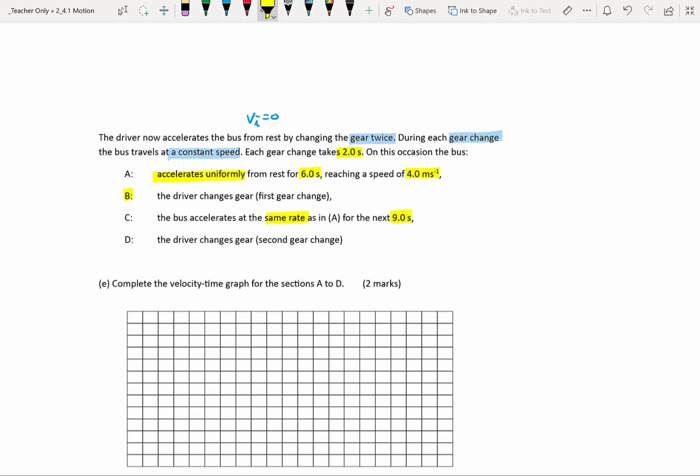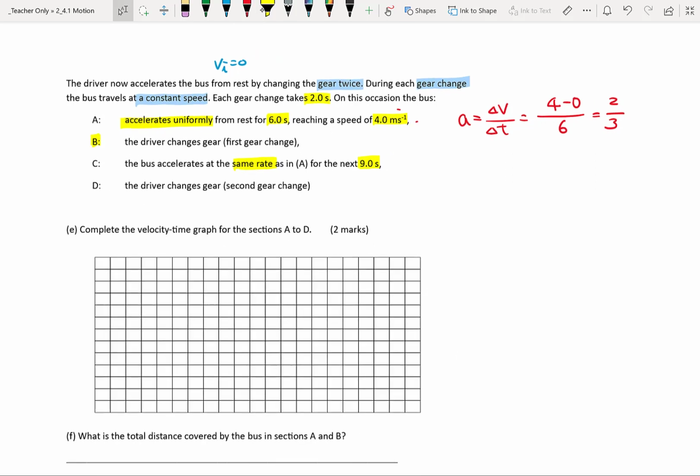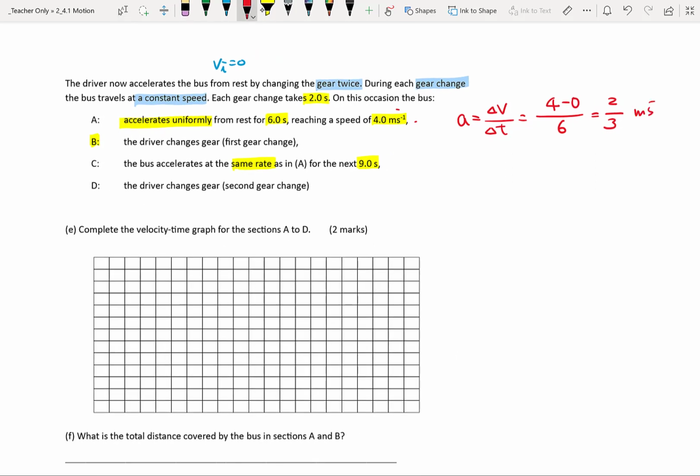Now we need to know the acceleration first. Acceleration for stage A is delta V over delta T, am I right? From rest to 4. So 4 minus 0, and it takes 6 seconds. So the acceleration is 4 over 6, which is 2 over 3. So this will be our acceleration. We'll see how we can use this later.